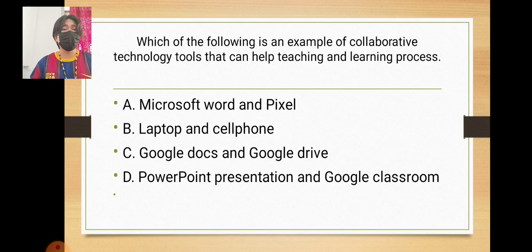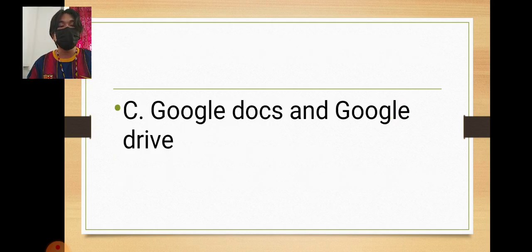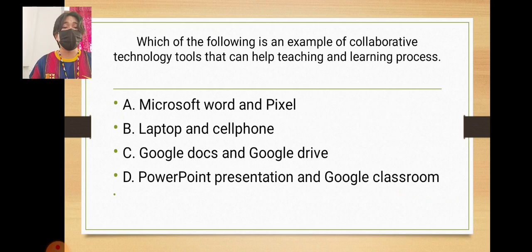Next, which of the following is an example of collaborative technology tools that can help teaching and learning process? Again, we have the collaborative technology tools. Answer is, when we talk about collaborative, you could be able to work out in teams. Answer is Google Docs and Google Drive. Why? Because in Google Docs and in Google Drive, you could be able to add collaborator. Later on, I'll be demonstrating with you how you are going to add collaborator if you are going to use Google Docs and Google Drive.